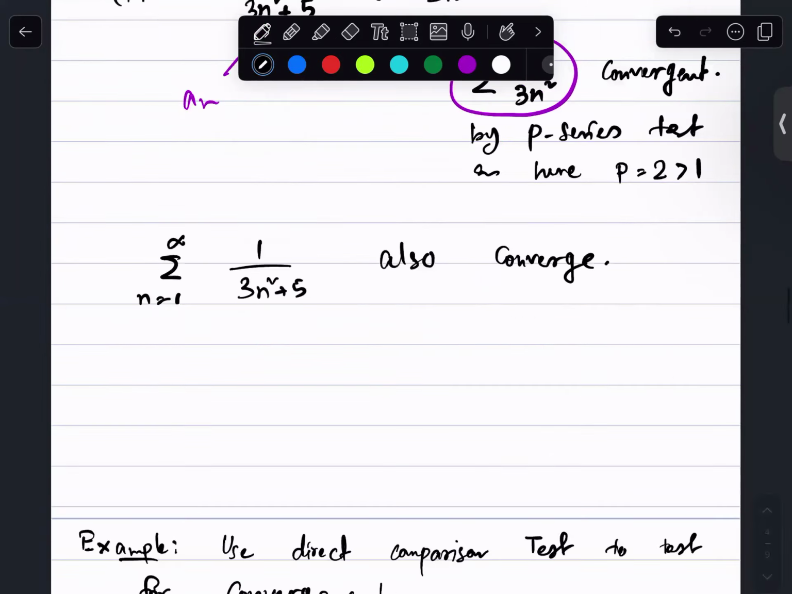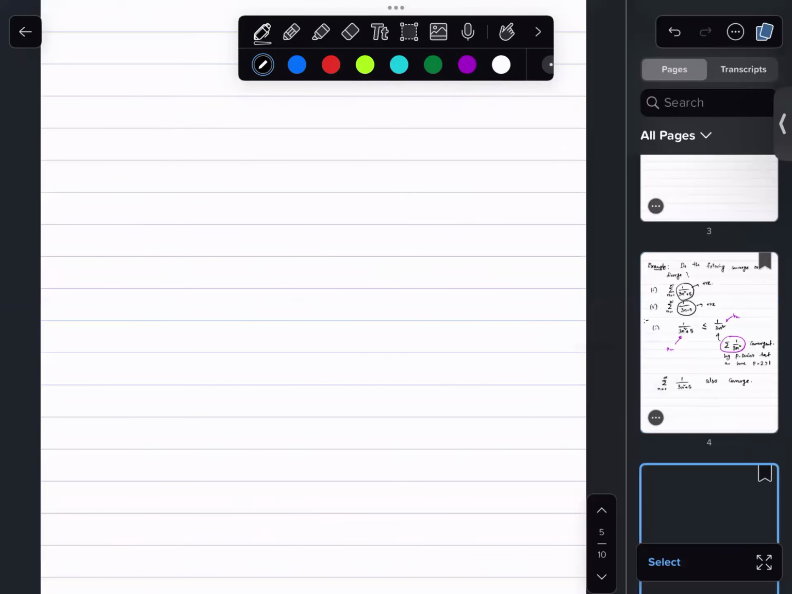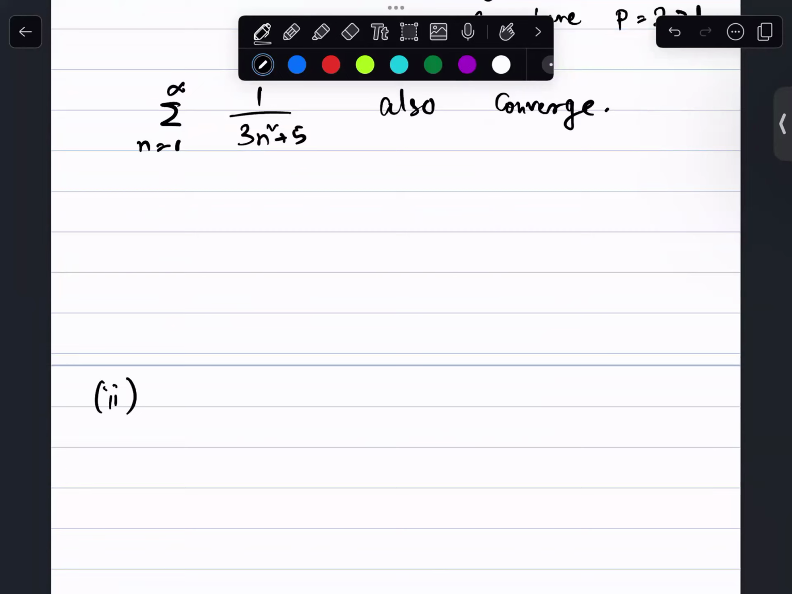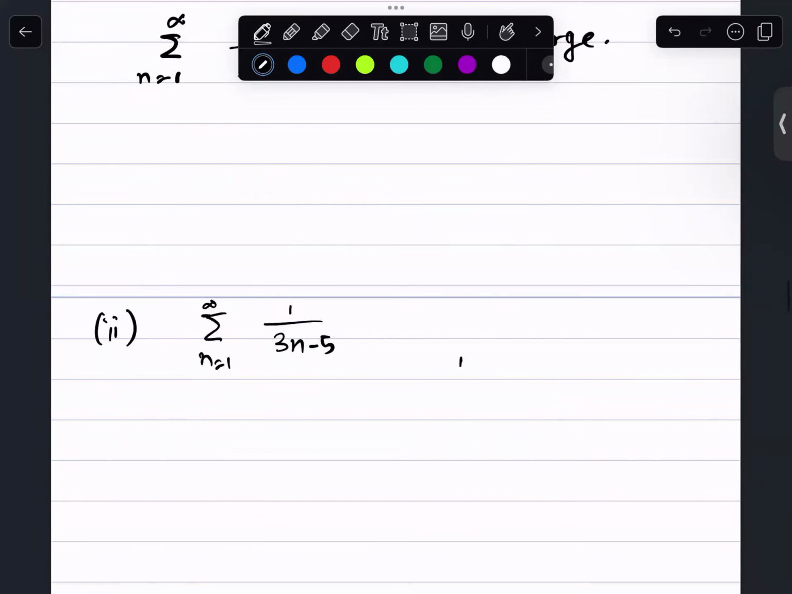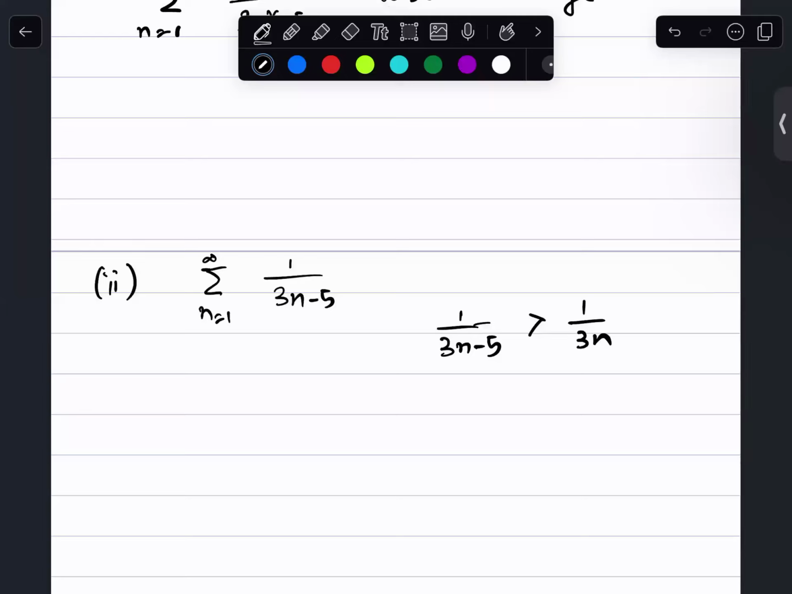For the second example, the series was summation n equal to 1 to infinity of 1 over 3n minus 5. Now 1 over 3n minus 5 is bigger than 1 over 3n, right? It's easy to see why. And now I can write this for more convenience. And summation 1 over 3n diverges, right?